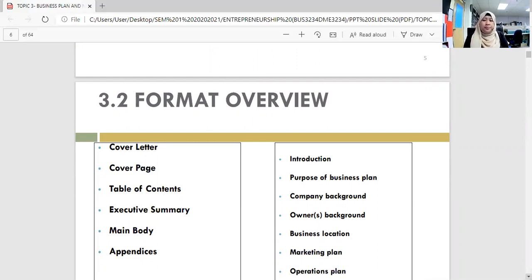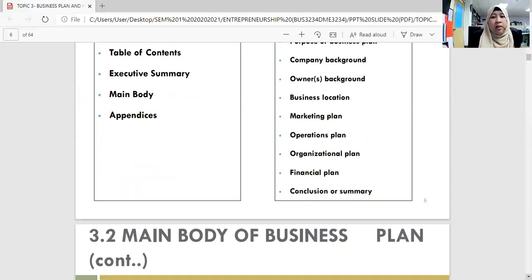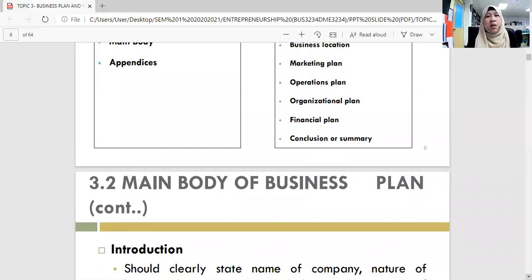I will continue on the second part after this, with the format overview and the rest of the main body of the business plan, because here we are talking about the formatting, on how the format of the business plan looks. I will show you how previous students did their business proposal. That one is a hard copy, but yours will be in soft copy. I will be right back, stay tuned, and inshallah, thank you for listening to me. Thank you.